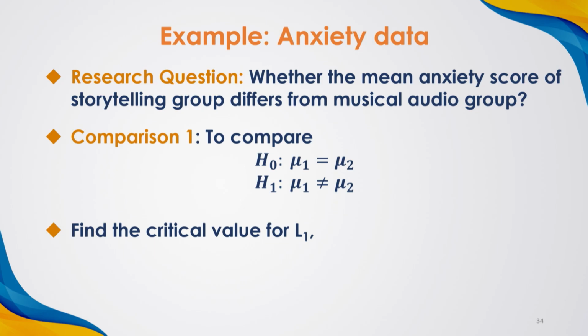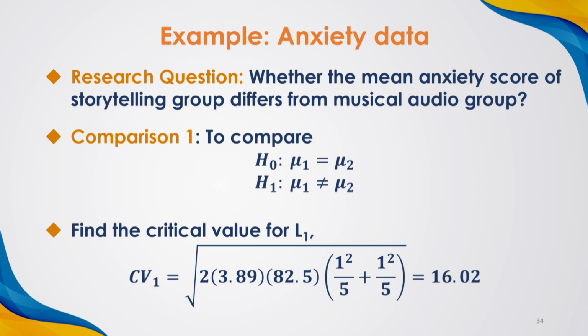So, we have to find out the critical value for L1 using the formula given in the previous slide, which is CV1. We are going to find the critical value for the first comparison L1, which is the comparison between the first group and second group, that is y1 bar minus y2 bar. Here, 2 is nothing but our k minus 1. So, we have 3 groups, and 3 minus 1 will be 2, and 3.89 is nothing but the critical value coming from the F table. 82.5 is nothing but the mean sum of squares of error coming from the ANOVA table, and this is the coefficient which I am talking about.